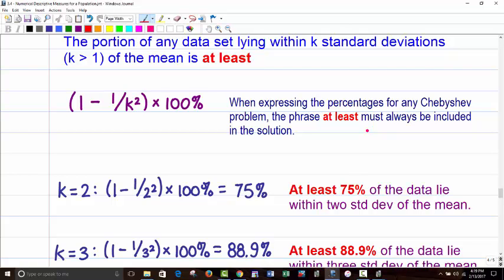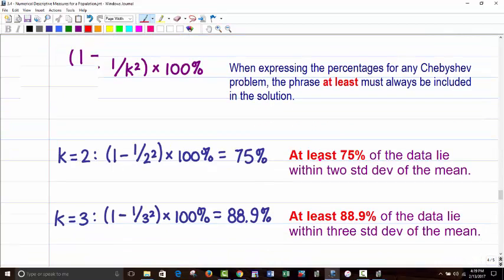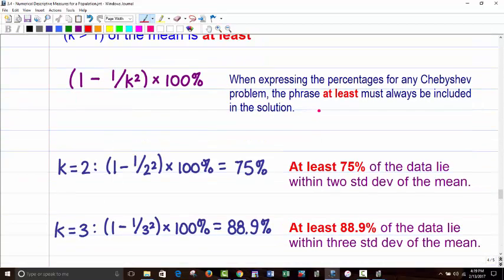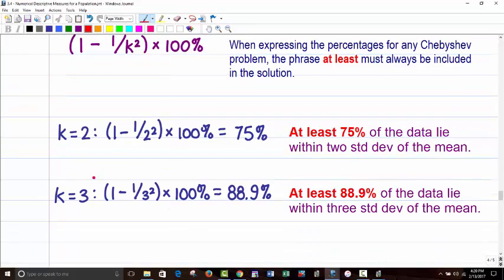So with that being said, I generally only use this for 2 and 3 for test purposes. Like I said, this is not a big deal where I think a lot of time needs to be required. So I calculated this, but you don't have to calculate it because it's already done. For k equals 2, we're looking for the phrasing at least 75%, with k being the number of standard deviations. And then for 3, 88.9% should be sufficient.